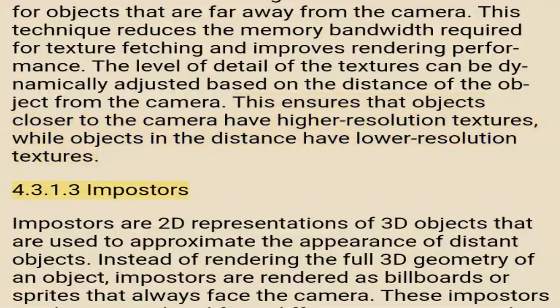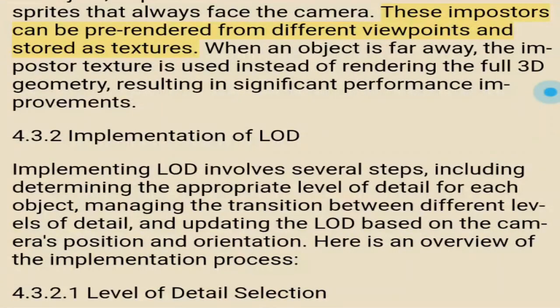4.3.1.3 Imposters. Imposters are 2D representations of 3D objects that are used to approximate the appearance of distant objects. Instead of rendering the full 3D geometry of an object, imposters are rendered as billboards or sprites that always face the camera. These imposters can be pre-rendered from different viewpoints and stored as textures. When an object is far away, the imposter texture is used instead of rendering the full 3D geometry, resulting in significant performance improvements.